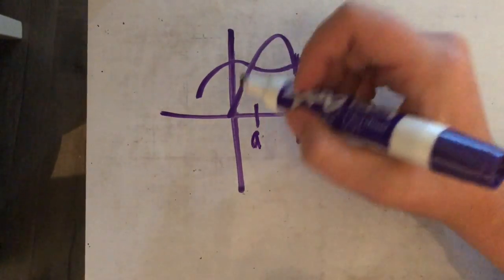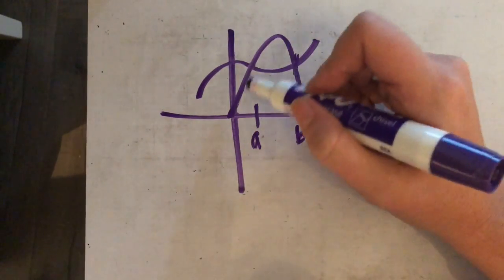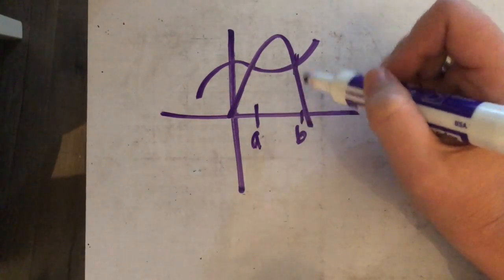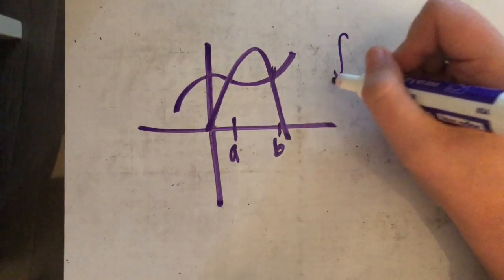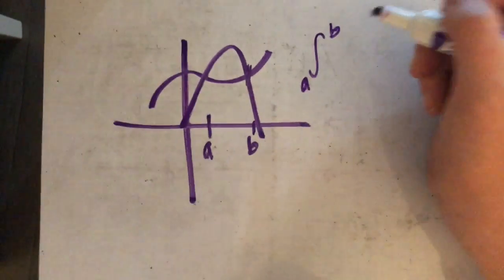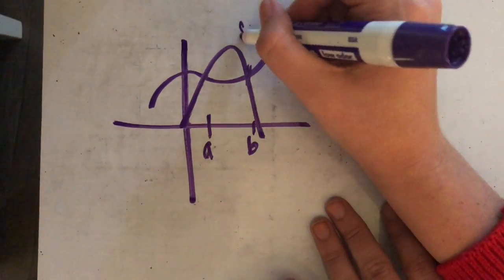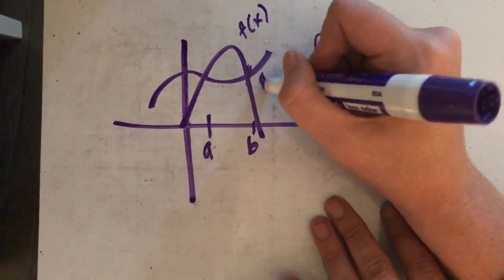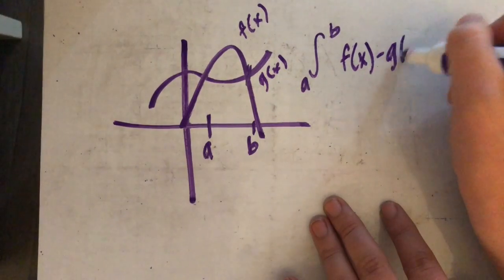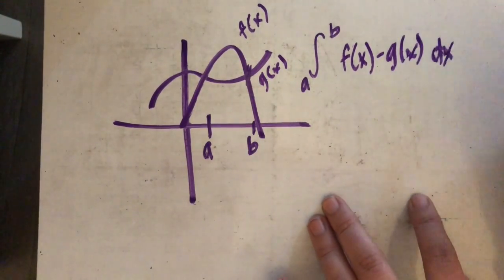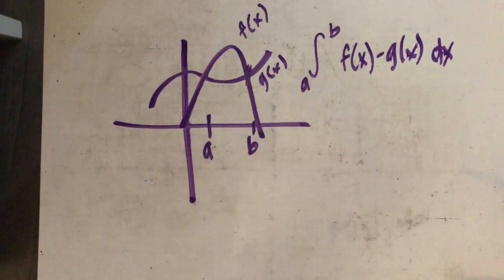And we've been thinking about doing the whole area minus the bottom area, right? So the top minus the bottom. So we've been working with this. So the integral from a to b of, if I'm calling this top one f of x and this one g of x, f of x minus g of x dx, okay? And then we've been integrating that way.